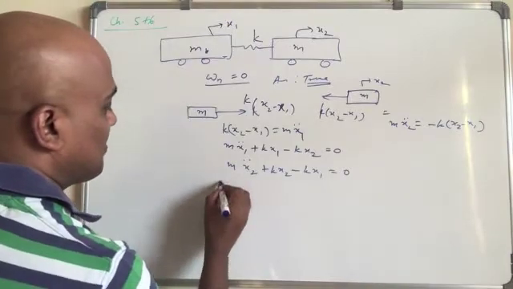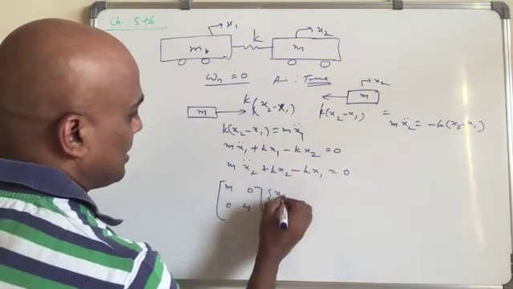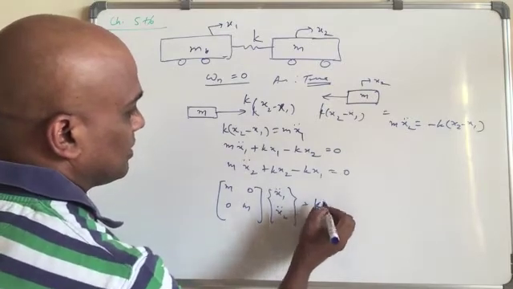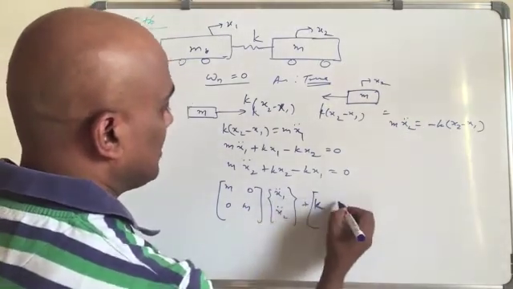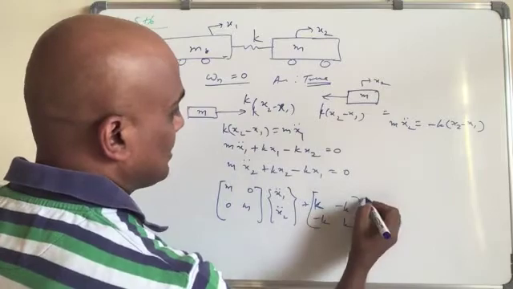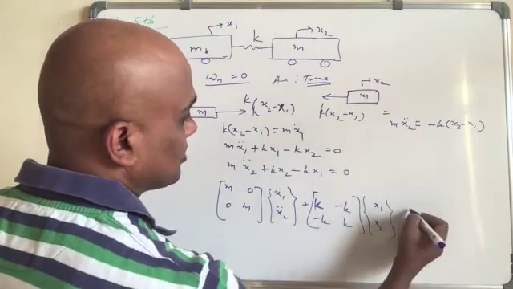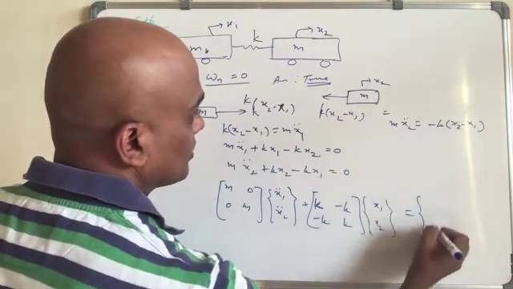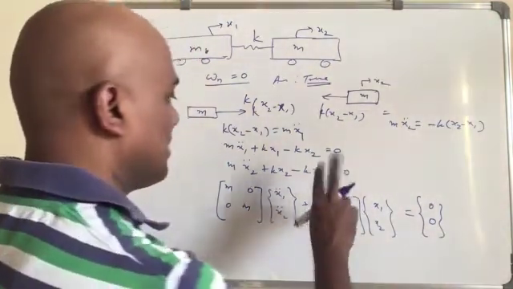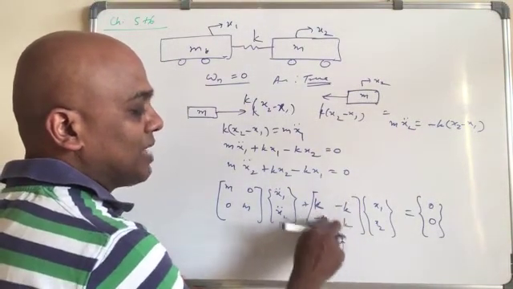Now in matrix form, you get m 0 0 m, times x1 double dot, x2 double dot, plus k, minus k, minus k, k, times x1, x2, equal to 0. Now if you see the determinant, you can also guess that lambda will be 0, because the determinant of the stiffness matrix K is 0 in this case.